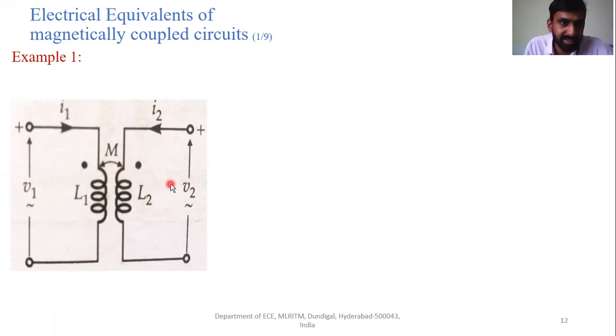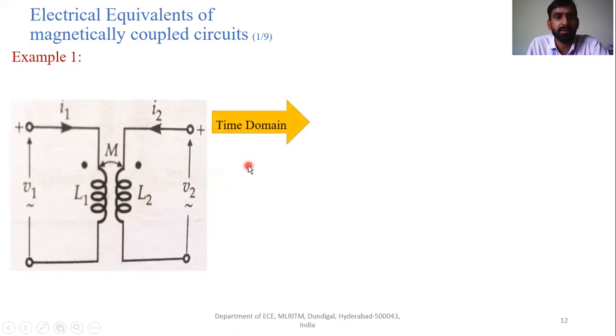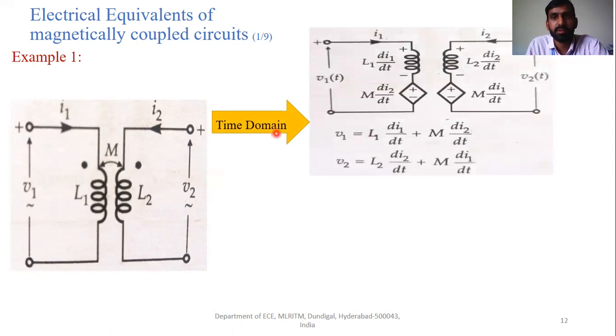So let us model the equations with respect to two different domains. One is the time domain and the other one is the frequency domain. So let us model the thing in the time domain first. Coming to the time domain, this is the equivalent circuit. In this, you can check it out.